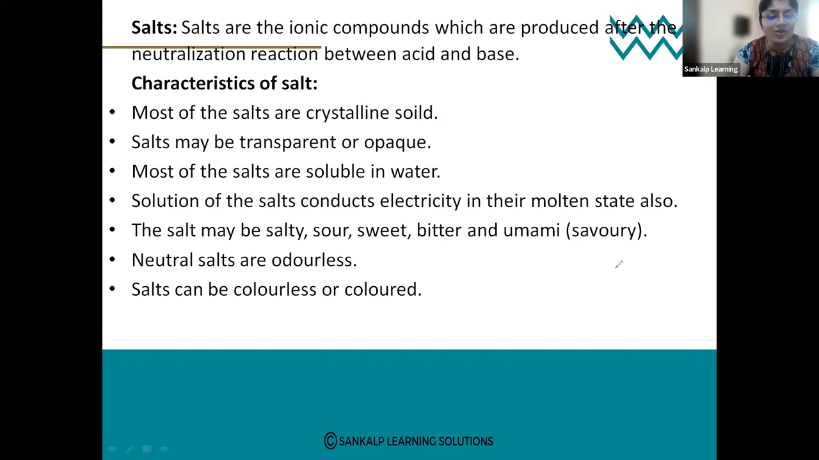The neutral salts are colorless. But there is some salt called pink and black salt, right? Pink salt, the Himalayan pink salt. The sodium content will be less, whereas in normal salt the sodium content will be more. It is an iodized salt. They tell that pink salt is healthier than white salt because the sodium content will be okay for BP patients.